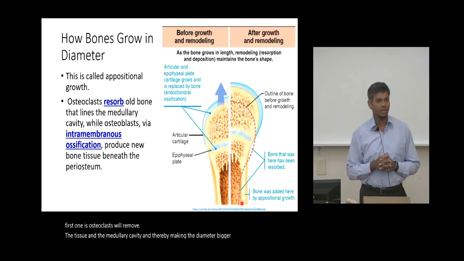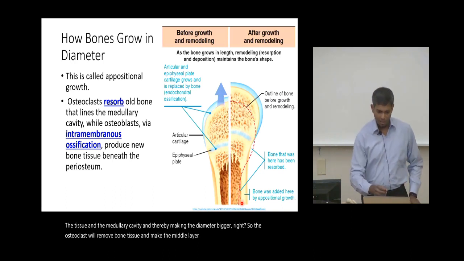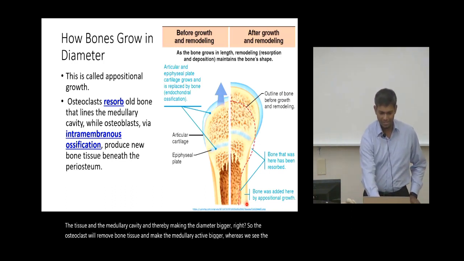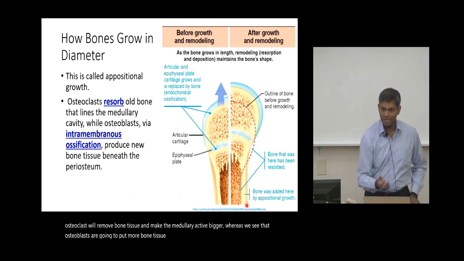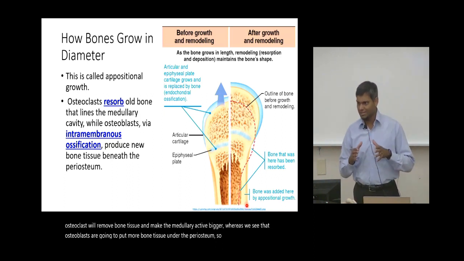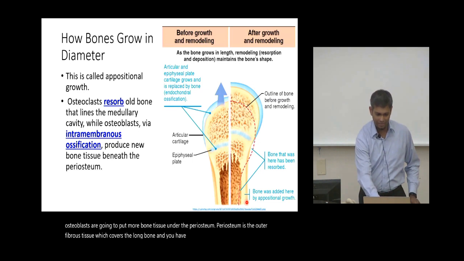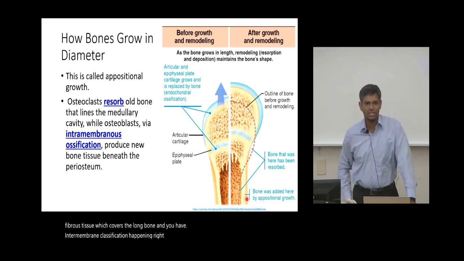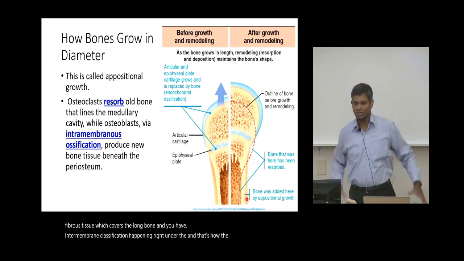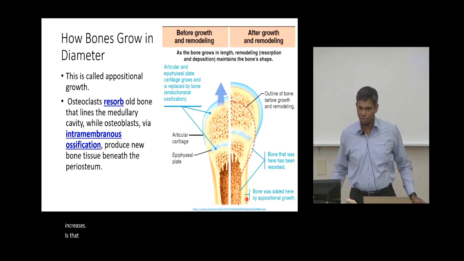Right? So the osteoclast will remove bone tissue and make the medullary cavity bigger, whereas osteoblasts are going to put more bone tissue under the periosteum. The periosteum is the outer fibrous tissue which covers the long bone, and you have intramembranous ossification happening right under the periosteum, and that's how the width of the bone is increasing. Is that clear, folks? There are two different mechanisms.